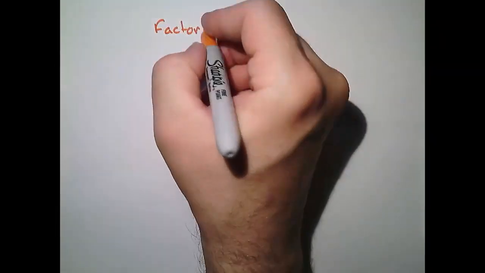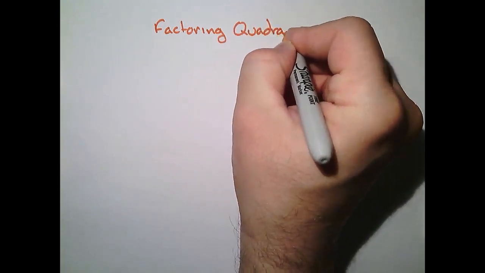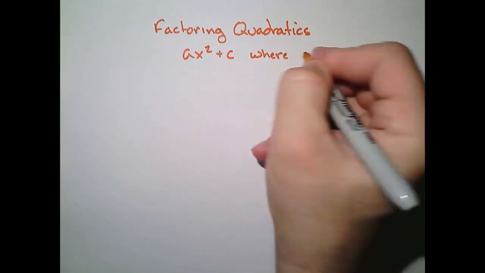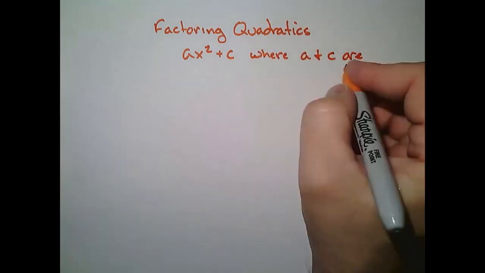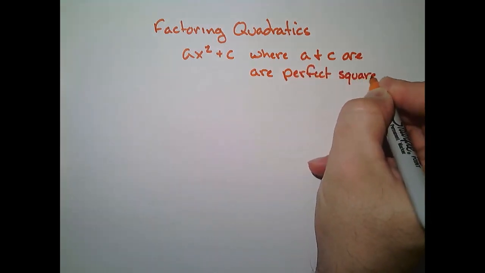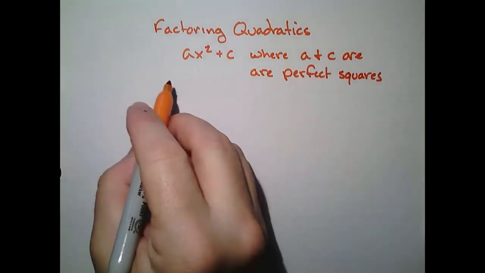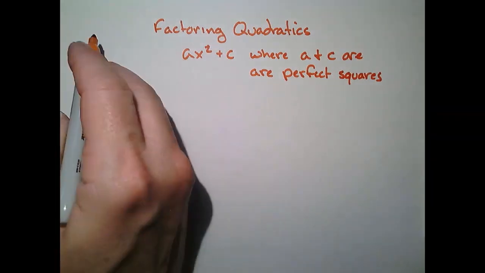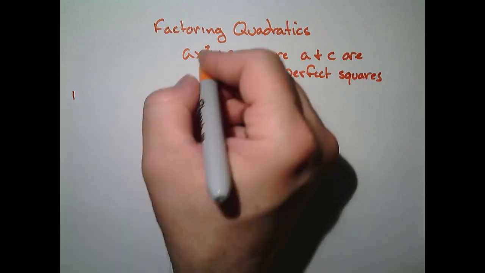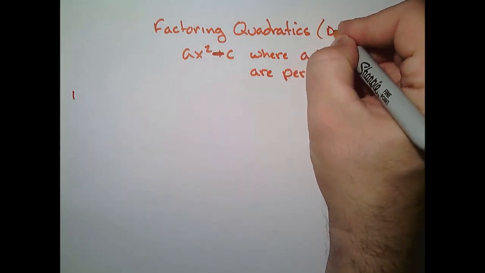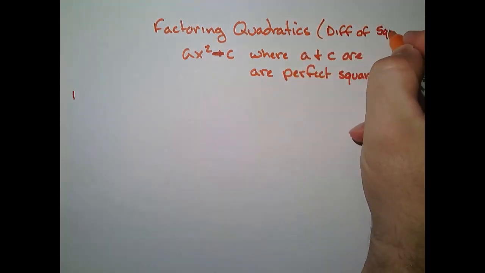Now, our third form that we're going to look at factoring is in the form ax squared minus c, where a and c are perfect squares. So let's take a look at this. So that's going to be in the form of 1, there's my minus. 1 is a perfect square. I'll call this a difference of squares.